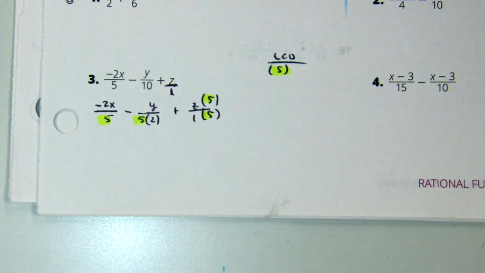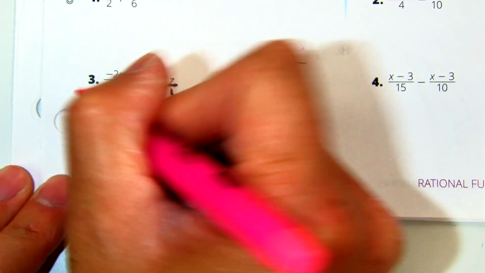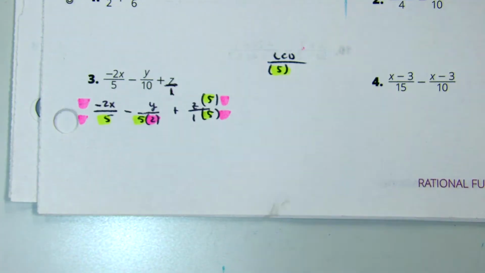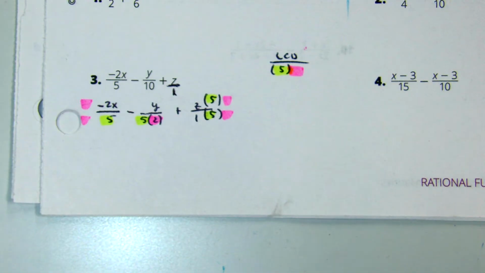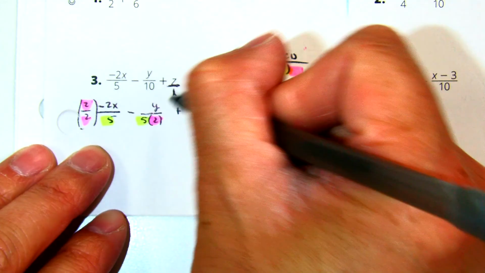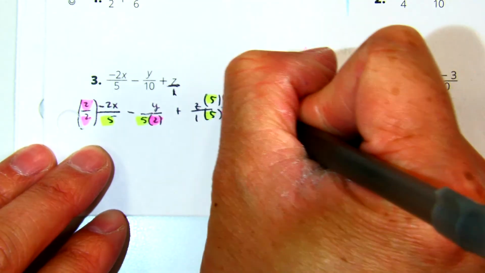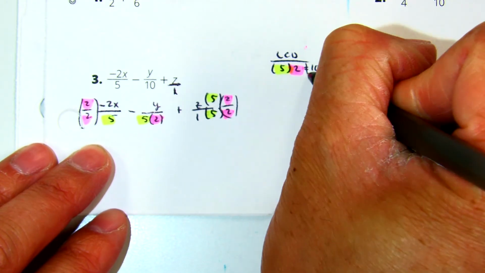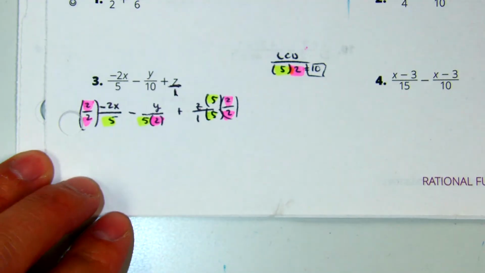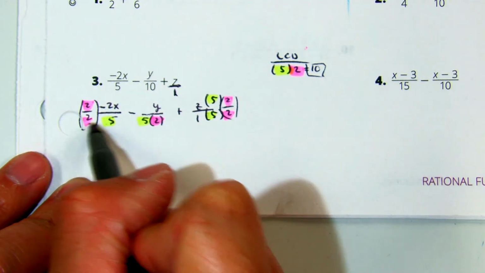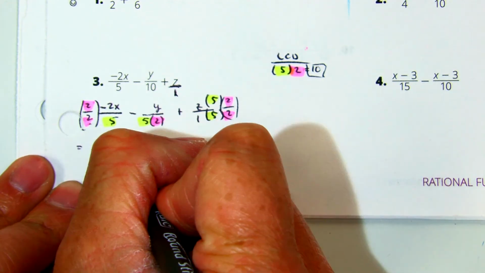Class, what does the middle one have? 2. And class, 5 times 2 is 10. So our LCD is 10. Well, how do I get each of these to be a 10? Well, in this case, the denominator here, I just multiply 2 times 5, which gives me 10.